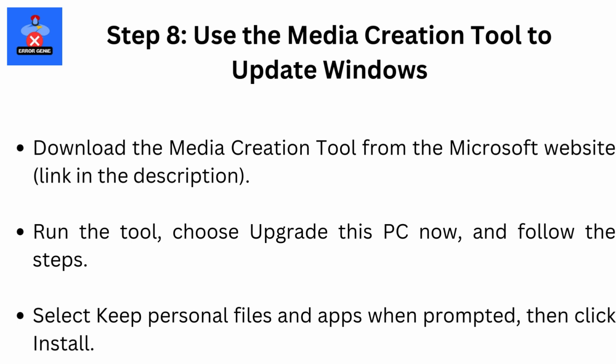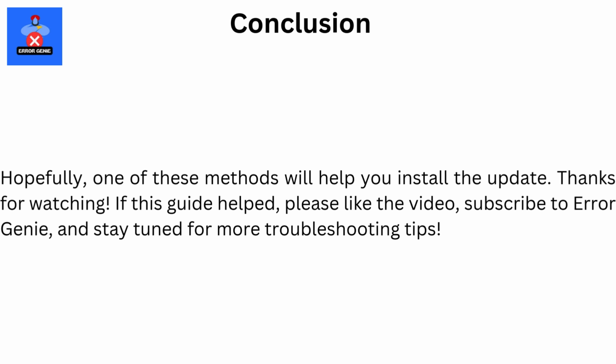Step 8. Use the Media Creation Tool to update Windows. Download the Media Creation Tool from the Microsoft website, link in the description. Run the tool, choose Upgrade This PC Now, and follow the steps. Select Keep Personal Files and Apps when prompted, then click Install. Hopefully, one of these methods will help you install the update.